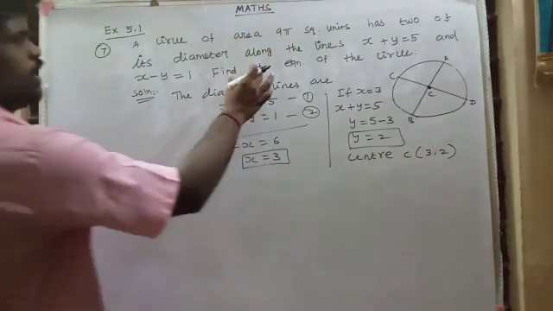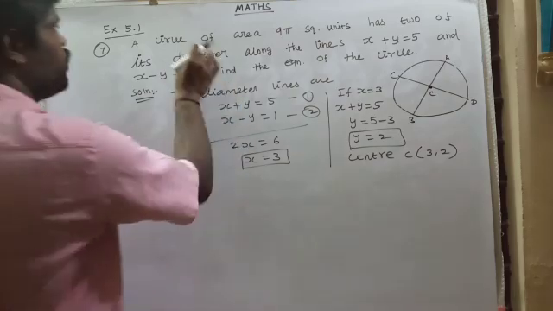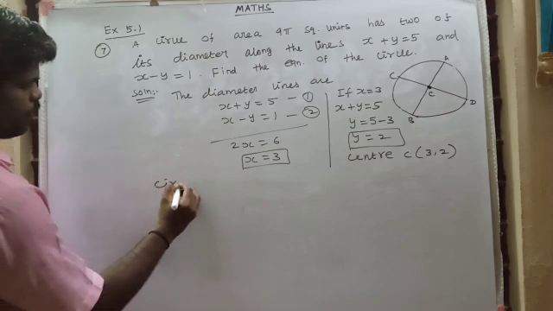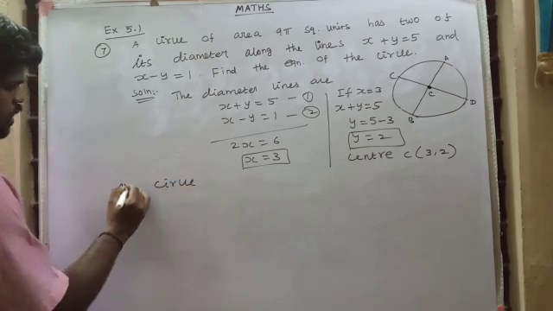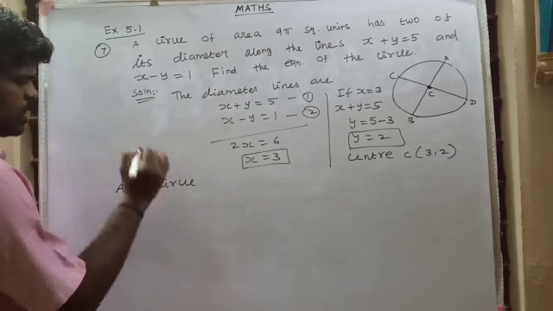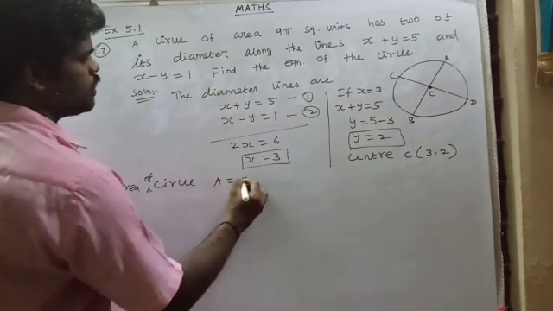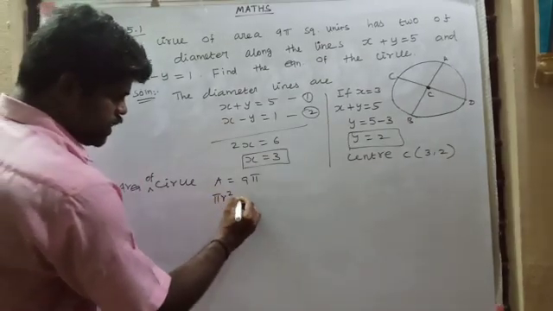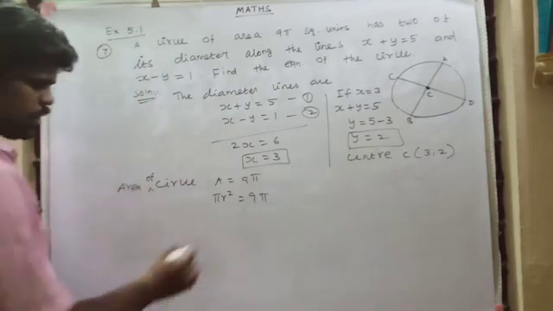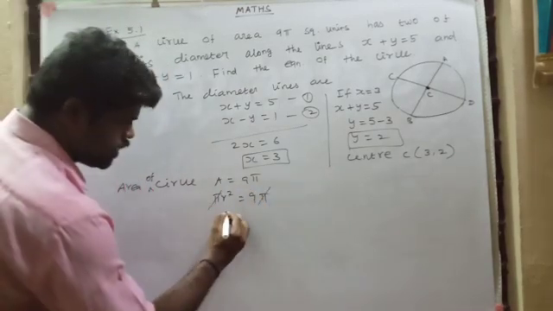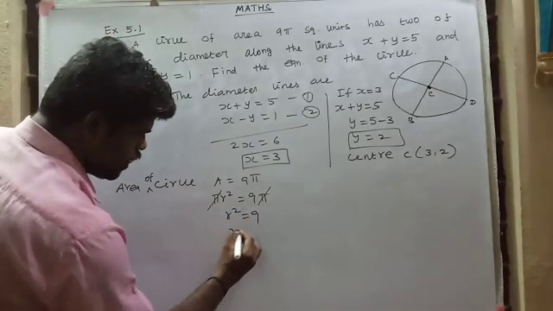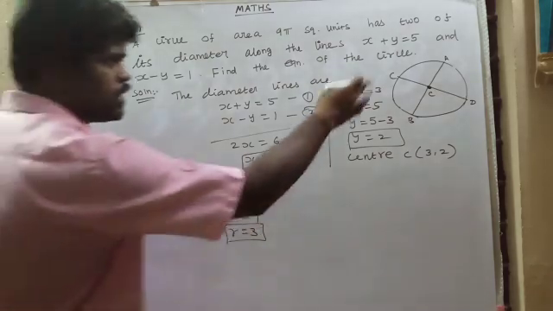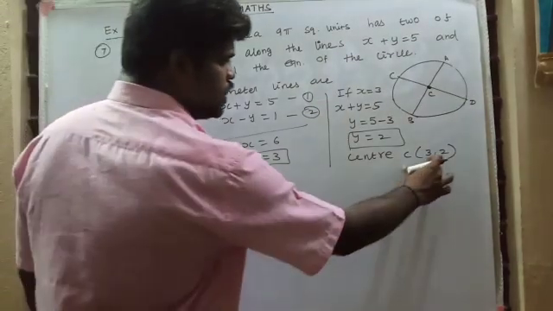And find the equation of the circle. And we have one more piece of information: the area of the circle is 9π. Area of circle A = 9π. The area of a circle formula is πr² = 9π. Here π cancels. r² = 9. Therefore r = 3 only, plus or minus 3, but we have to take only the positive value because it is a length, the radius. We have the radius and center.